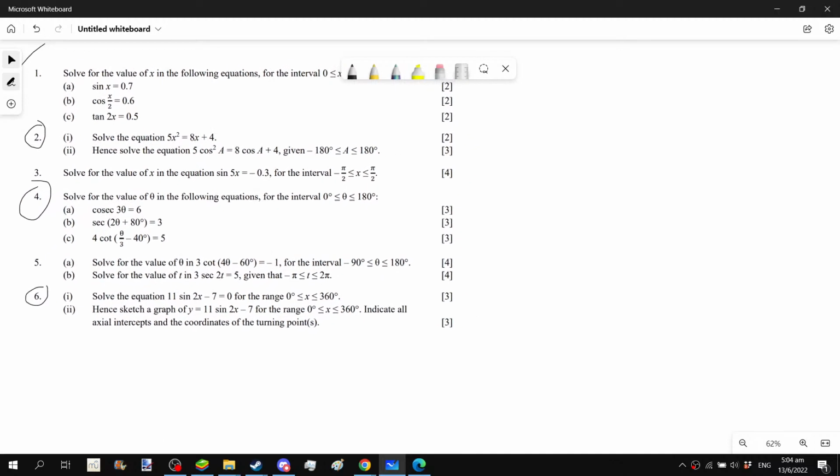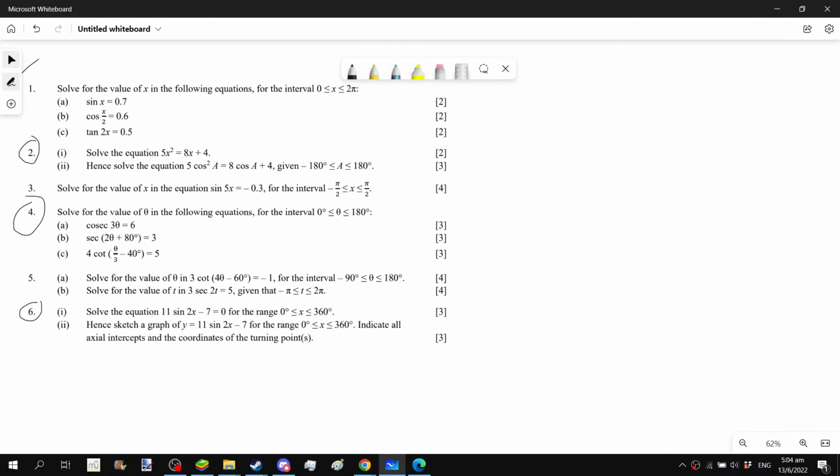Now this next one is another doozy. We've got 6 marks in total, pretty long. So we want to solve 11 sine 2x minus 7 equals to 0. And what we're going to do is, let's start by making sine 2x the subject. You'll get sine 2x equals to 7 over 11, from which we can inverse sine 7 over 11 to get our basic angle, which will be 39.52 degrees.